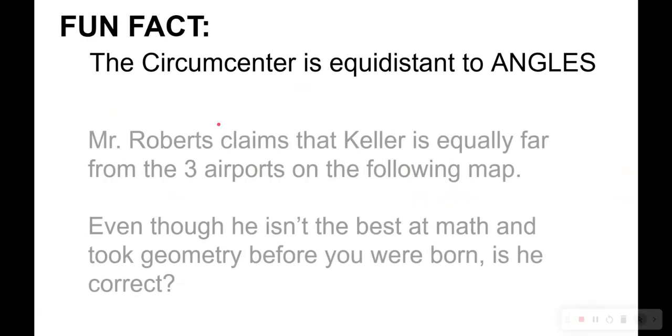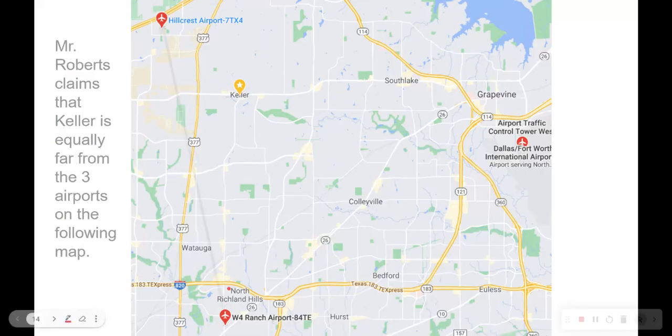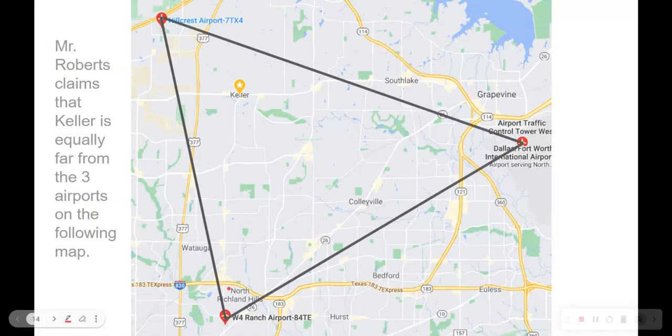So if it is in fact equally distant to the angles, we can use it in real life. So here's a made-up situation I had. My husband, Mr. Roberts, claims that Keller is equally far from the 3 airports on the map. Is that true? Well, here's an airport, here's an airport, here's an airport. If I connect them, I magically have a triangle. Use a straight edge when you do this on your paper. Now you can tell this is clearly closer to this top left airport, not equally distant to these airports.